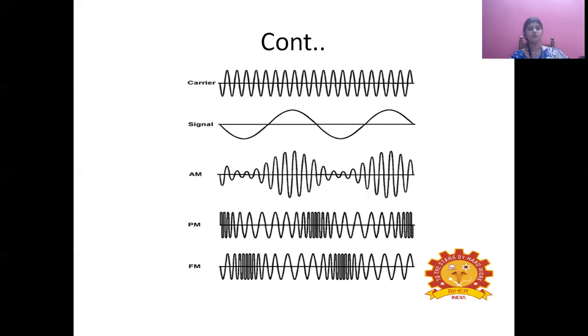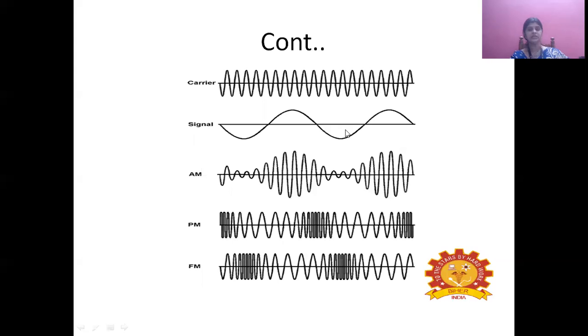This shows the high frequency carrier signal and the low frequency information. And in this amplitude modulated signal, the amplitude of the carrier is increased or decreased according to the message signal amplitude. If the message signal is at a positive peak, the amplitude of the carrier is increased.